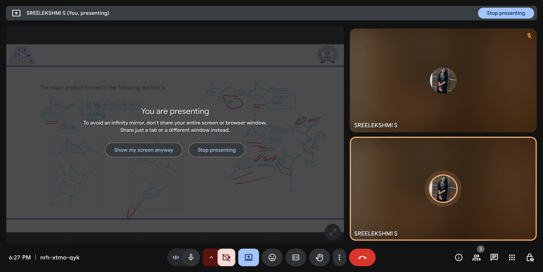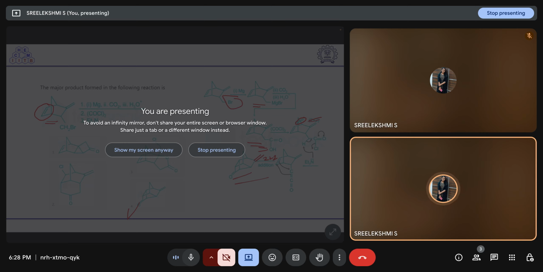So first step, what is happening in the presence of magnesium, it will form the Grignard. Then carbon dioxide will make it carboxylic acid. Oxalyl chloride will convert the carboxylic acid into acid chloride. Then triethylamine will make it into ketene, and then that will undergo 2 plus 2 cycloaddition with this double bond.